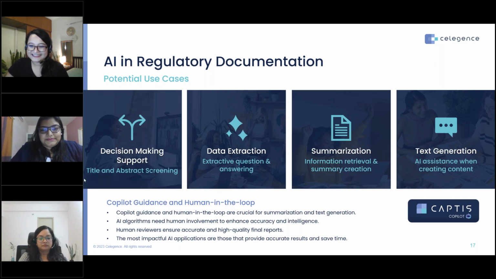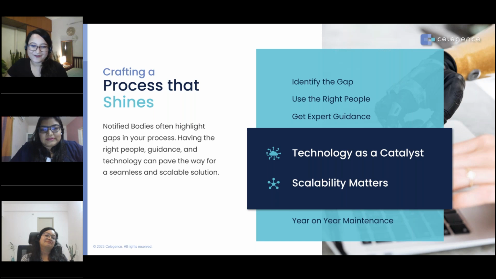Right. Okay. Next up is all about process. So efficiency is doing things right. Effectiveness is doing the right things, and having a robust process ensures that you achieve both. Dr. Pratibha, what's your recommendation? How can teams craft a perfect process that can truly shine and ensure year-on-year compliance?